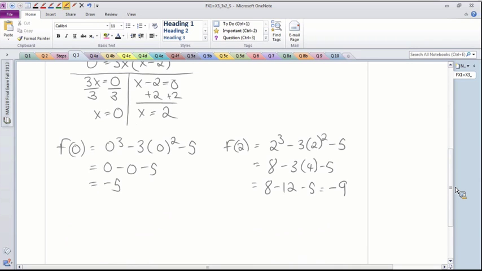So now we wanted to find the equations of the horizontal tangent lines, and we know that they occur at these 2 points where x equals 0 and x equals 2. We just need to find the y value. So the y value was found by plugging in 0 and 2 into our original equation.